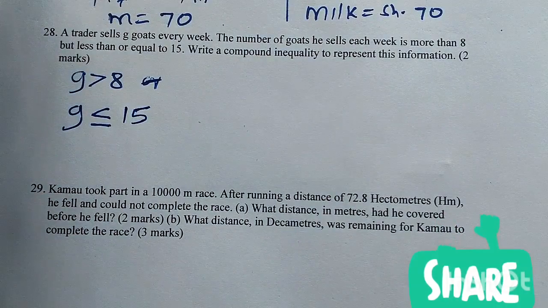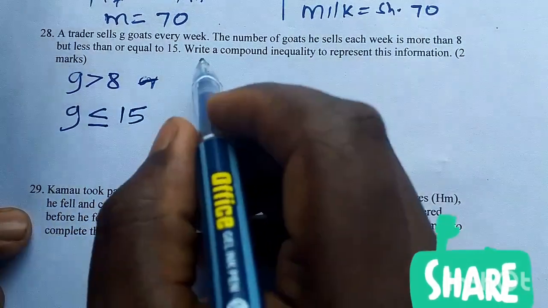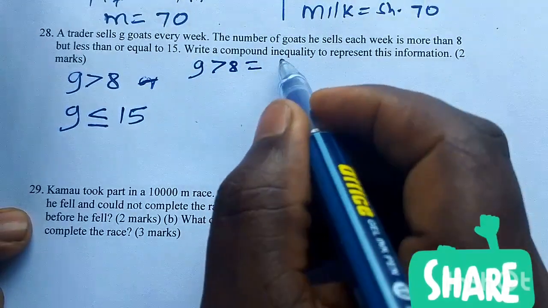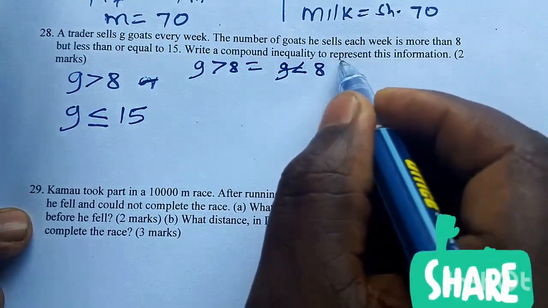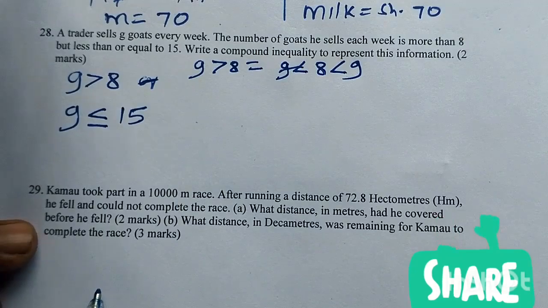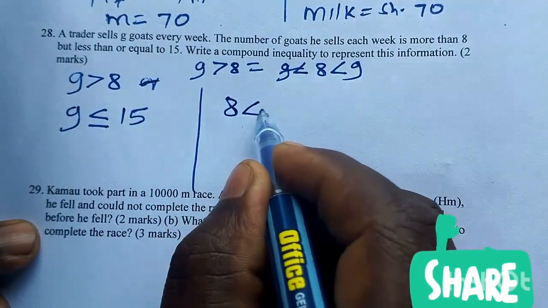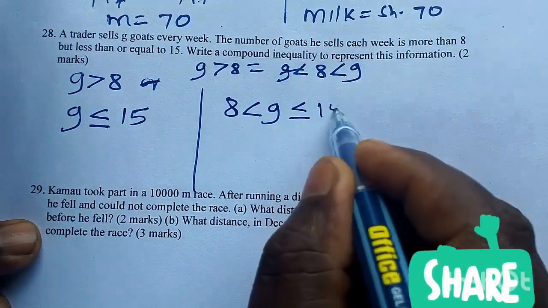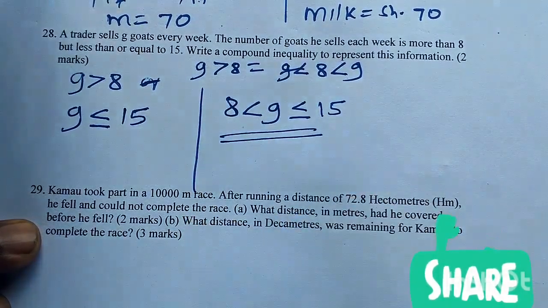Now we combine them. G is greater than 8 is the same as 8 is less than G. You can interchange like that, right? Now we want to start with 8. So we'll say 8 is less than G, and G is less than or equal to 15. So this one is called a compound inequality.